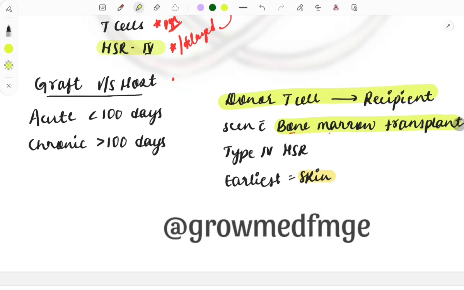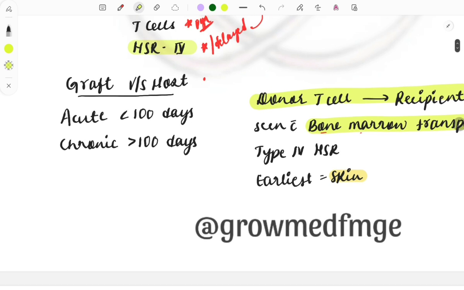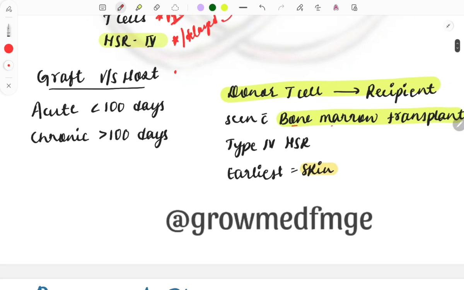Okay, so the graft itself starts destroying the host's cells. If less than 100 days, acute; chronic is more than 100 days. And it is a type 4 hypersensitivity reaction, and the earliest organ to be involved is the skin.